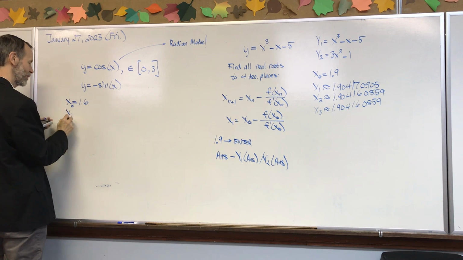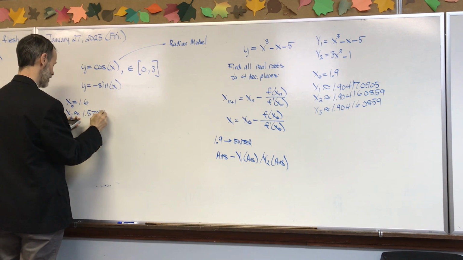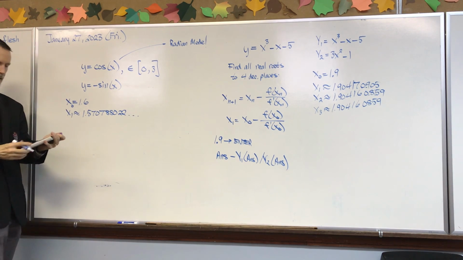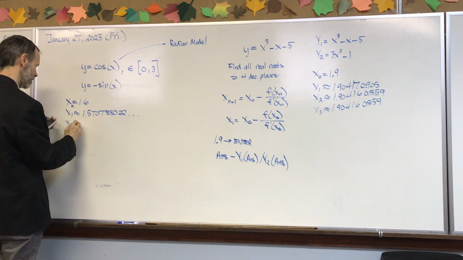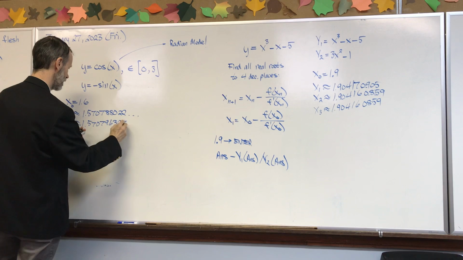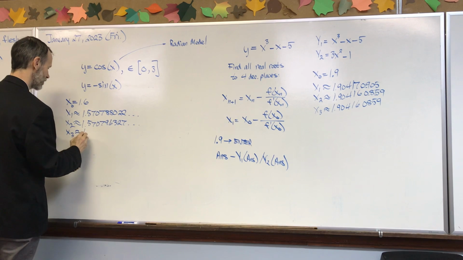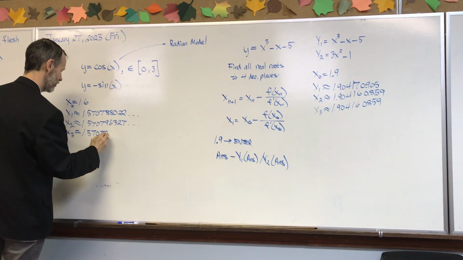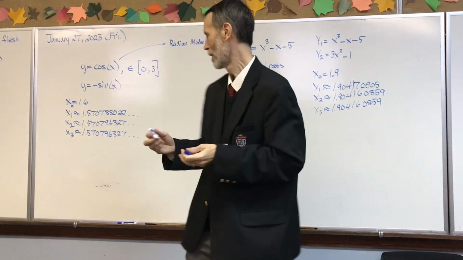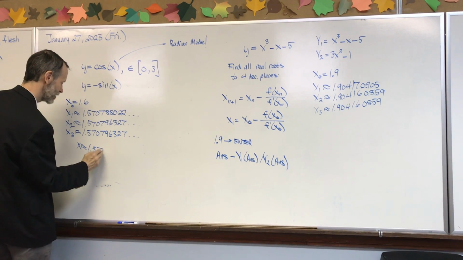Your first answer is, somebody read it off? 1.5707-88022. Hit enter again. X2, 1.5707-96327. X3, it's identical. In other words, it got so accurate so fast that the third cycle didn't even gain us any visible accuracy. Where you would put X is approximately 1.5708.